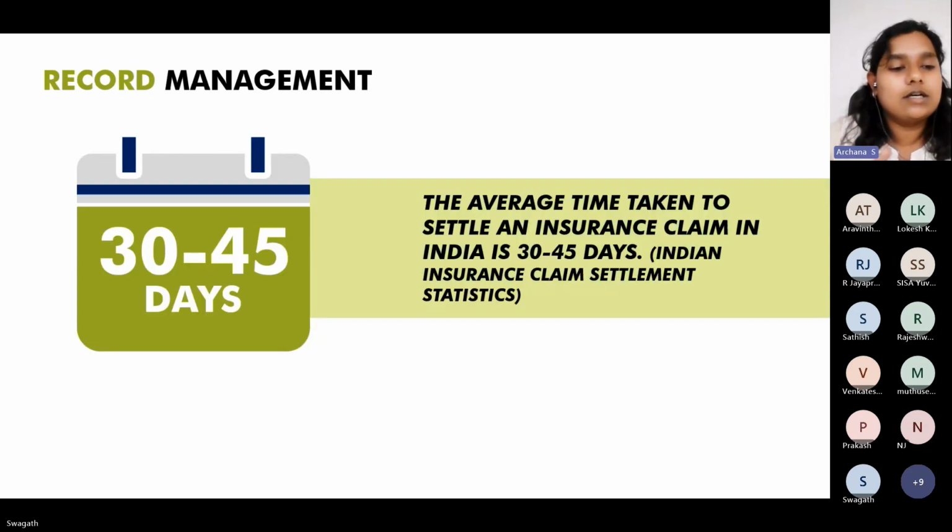Yeah. So the third one is record management. As I said, first one is accurate information. Second is educating the nominee. And third comes record management. You can see the average time taken to settle an insurance claim in India is 30 to 45 days, right? So what we need to ensure here is we need to write declarations and manage the records.